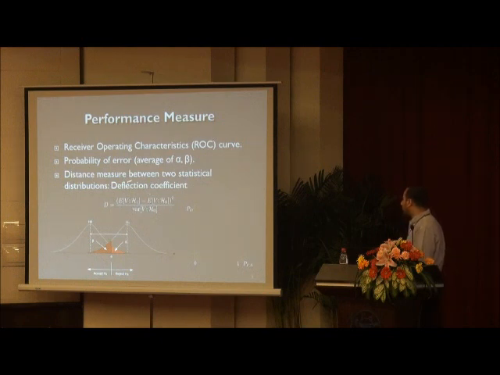And the good news is the detection coefficient is directly proportional to these other measures. So the higher the detection coefficient, the better the detection. So this is essentially our objective function. This is what we are trying to model in our system, to express it in terms of the network parameters.